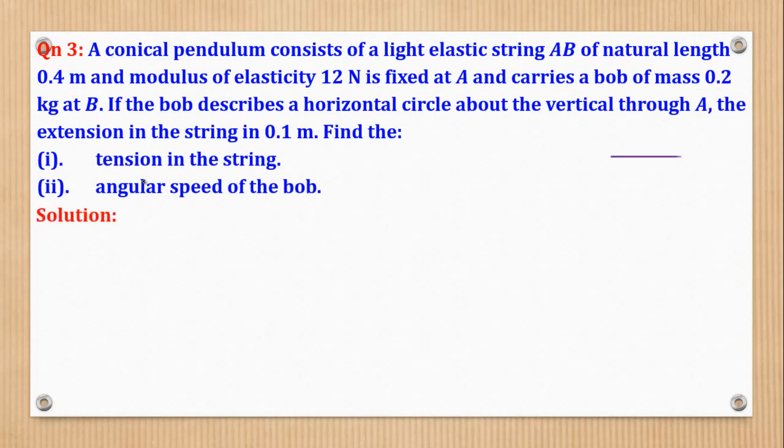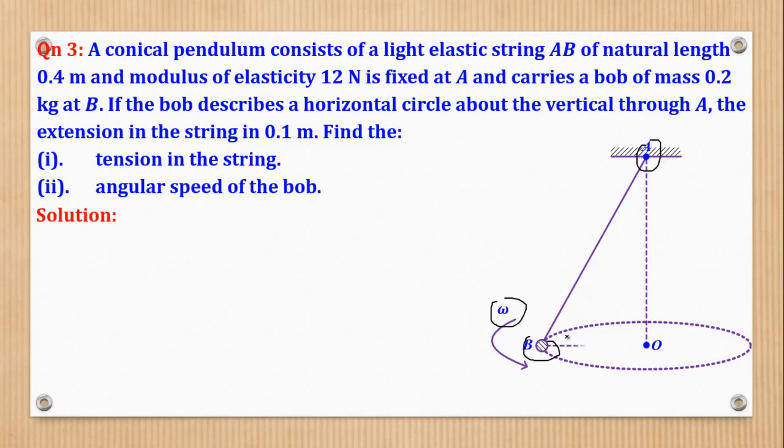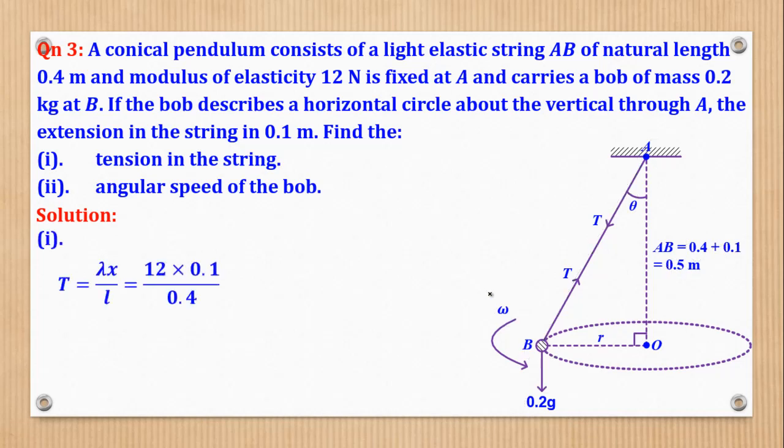So still we shall need to make a sketch of a conical pendulum. String is fixed at A and at B there is a particle attached. It moves in a horizontal circle of angular velocity omega, which we don't know yet. Radius is r, we don't know it yet. Inclination to the vertical is theta. Weight is 0.2 g, and this is the extended length, so it will be original length plus extension. So from Hooke's law, T is lambda, the modulus of elasticity, times extension over original length. You'll come up with the tension as that.